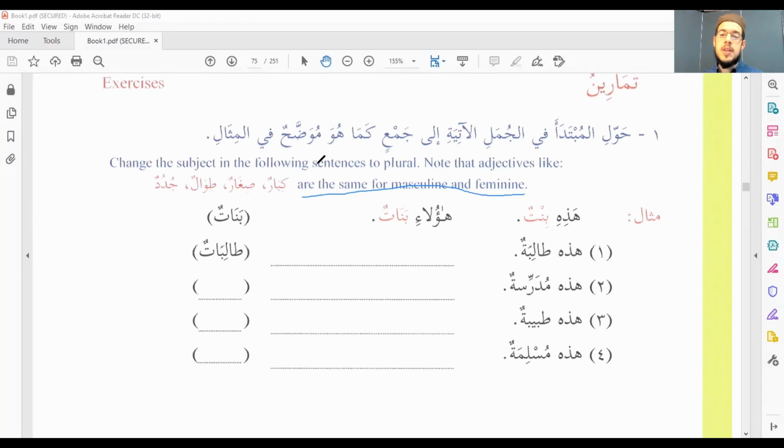Absolutely no problem. So let's see what is the example here. هذه بنت. Okay, singular. هؤلاء بنات. Right, these, and we mentioned before how the demonstrative pronoun هؤلاء also applies to both masculine and feminine. So you're going to take هذه, you're going to make it into هؤلاء, and you're going to take the singular here and make it into plural.